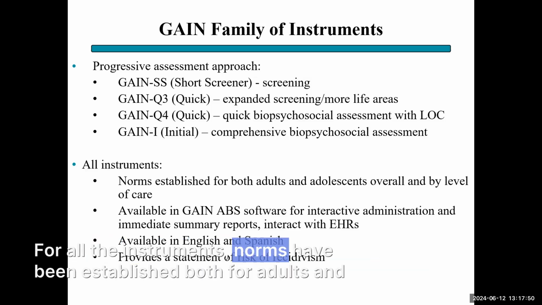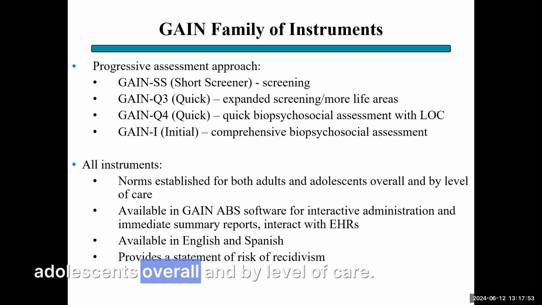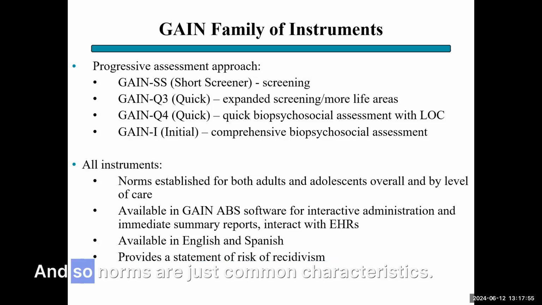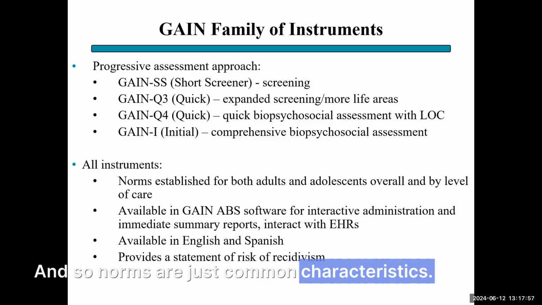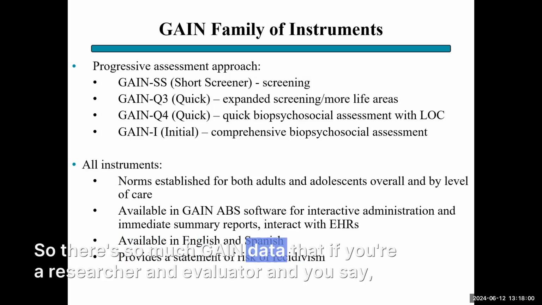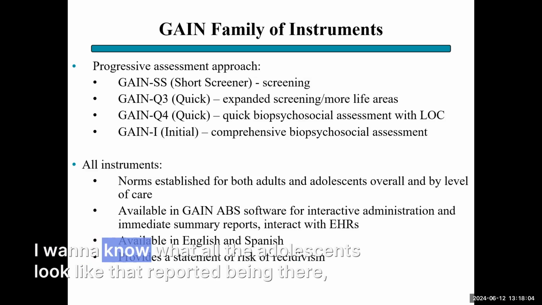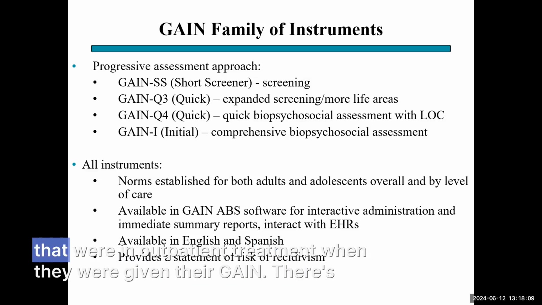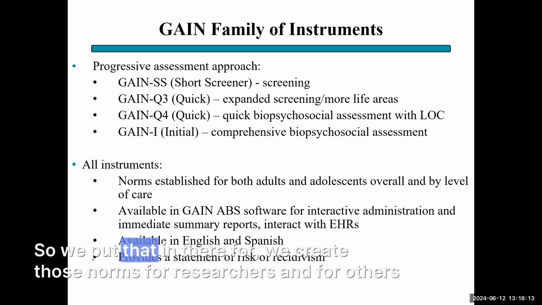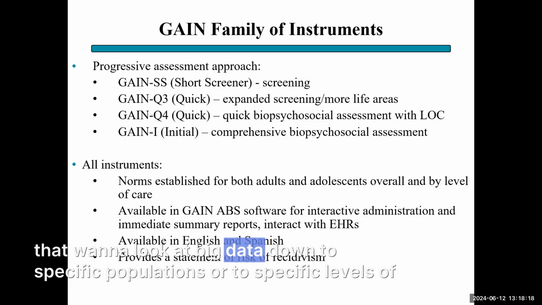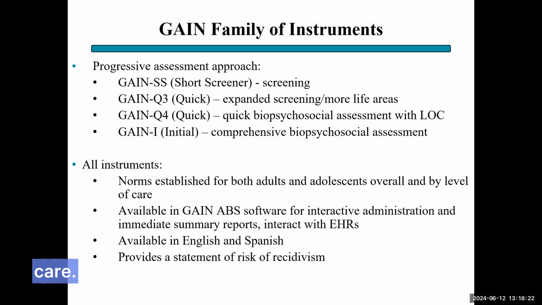For all the instruments, norms have been established both for adults and adolescents overall and by level of care. And so norms are just common characteristics. There's so much GAIN data that if you're a researcher or an evaluator and you say, I want to know what all the adolescents look like that were in outpatient treatment when they were given their GAIN, there's thousands and thousands of those records, right? So we create those norms for researchers and for others that want to look at big data down to specific populations or to the specific levels of care.